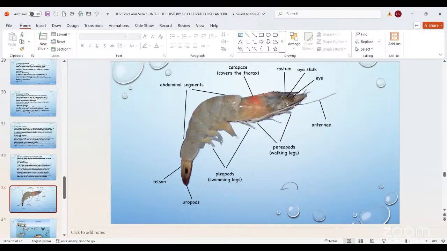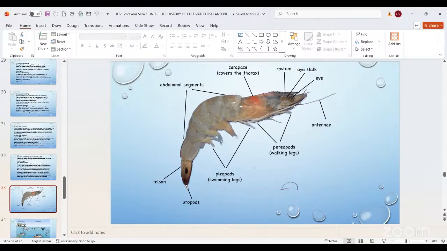This is the picture of a prawn. These are the eyes, eye stalk. This is called the anterior portion. It is called the rostrum. And this is the carapace, which covers the thorax. And these are the abdominal segments. And this is called the telson.